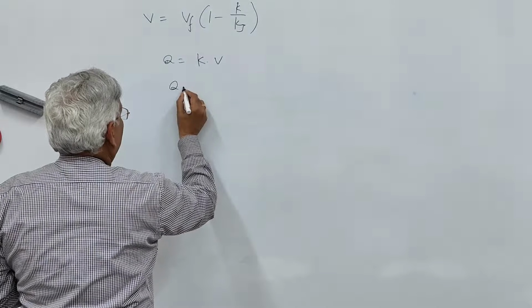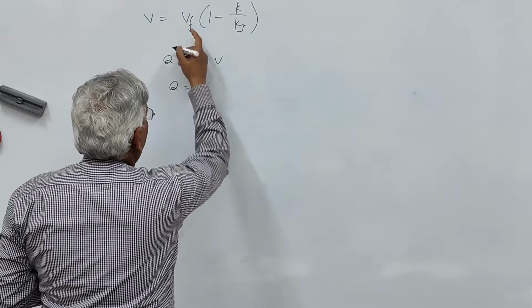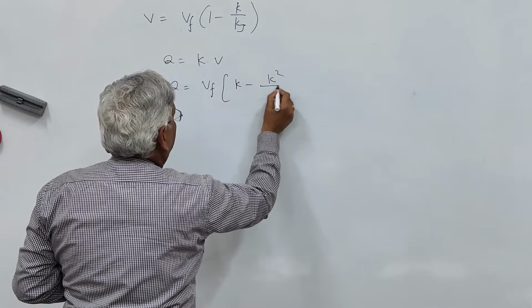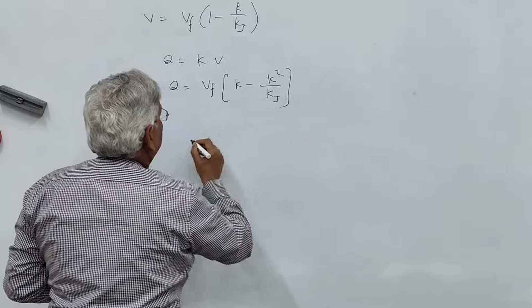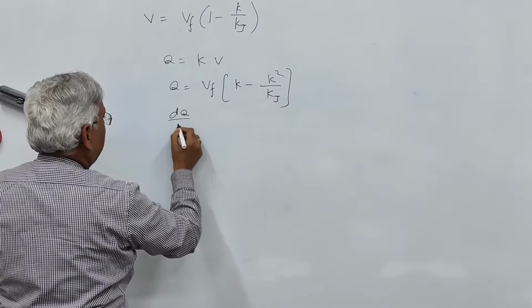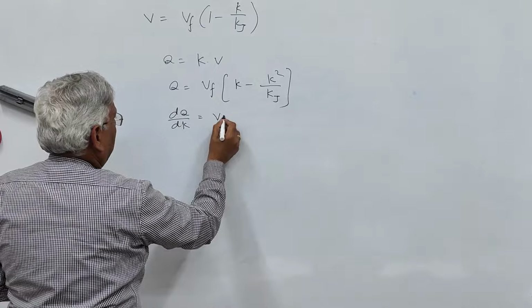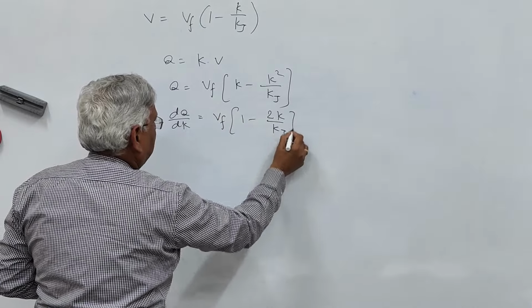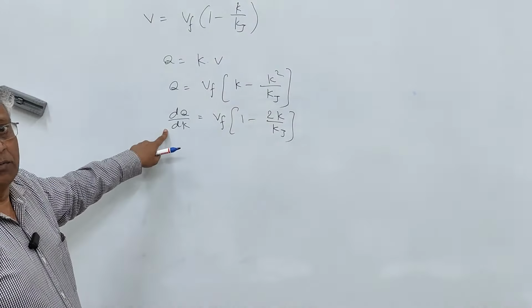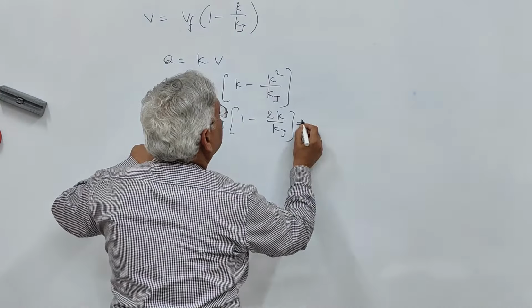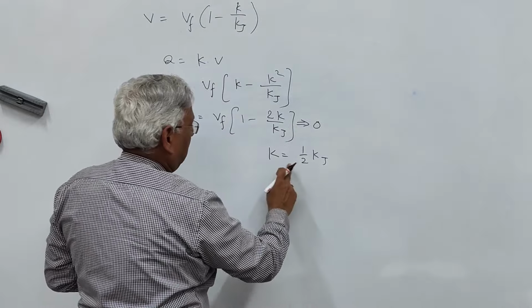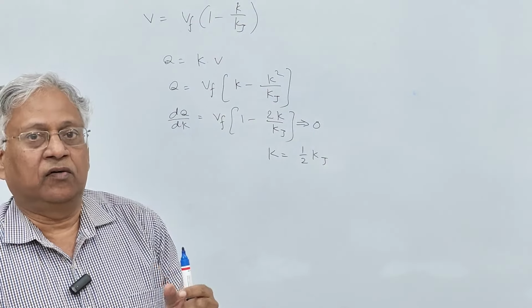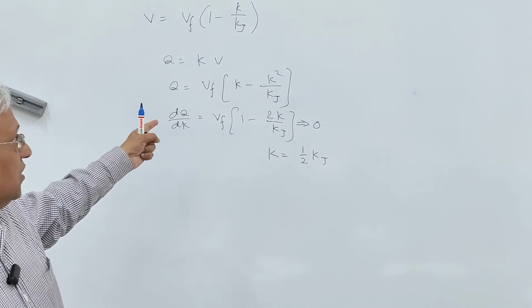So if you take Q as K into V, then this will be Vf into (K minus K square upon Kj). Differentiate it with respect to K. So you get 1 minus 2k upon Kj. For maximum flow, this should be 0. So put it equal to 0, then you get k is equal to half of Kj. That is, maximum flow will occur when density is half of the jam density as per Greenshield equation.